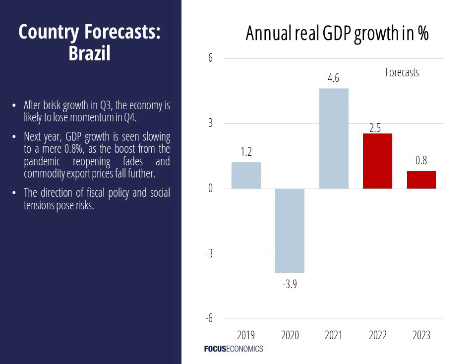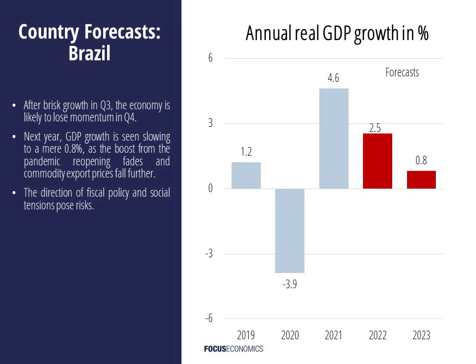Finally, let's take a brief look at the outlook for key global economies. We'll start with Brazil. Monthly economic activity data suggests the economy recorded brisk growth in the third quarter, aided by the services sector. However, the economy is likely to lose momentum in Q4 amid slower momentum abroad, political uncertainty linked to the election, and lower prices for key commodity exports.